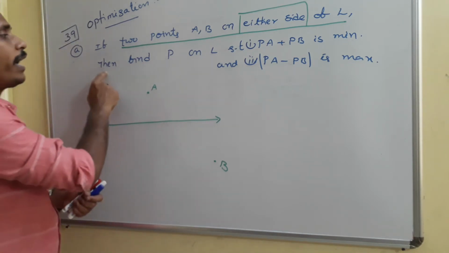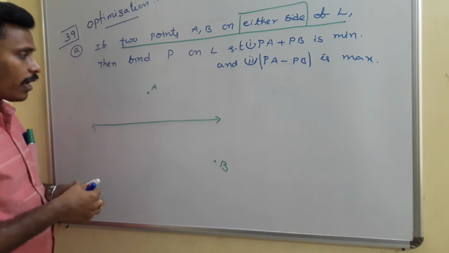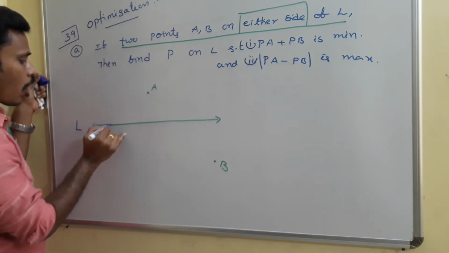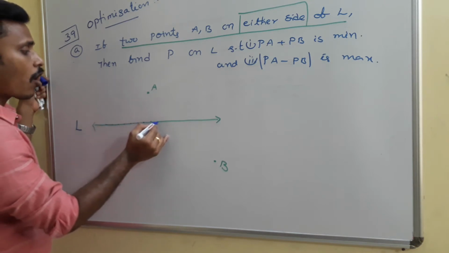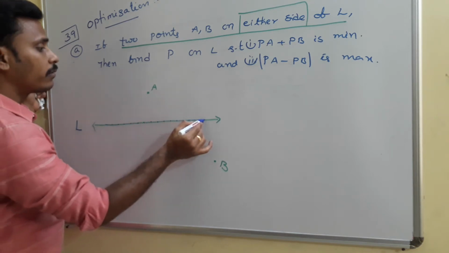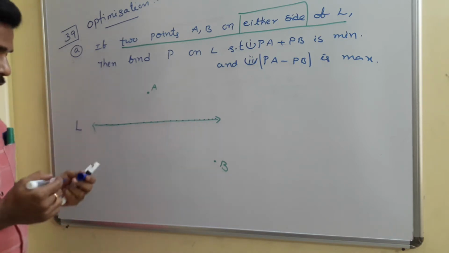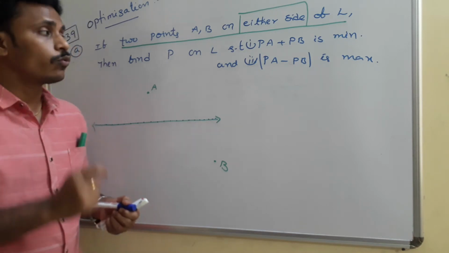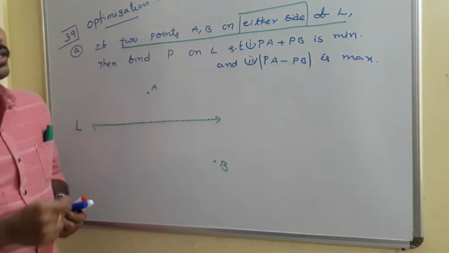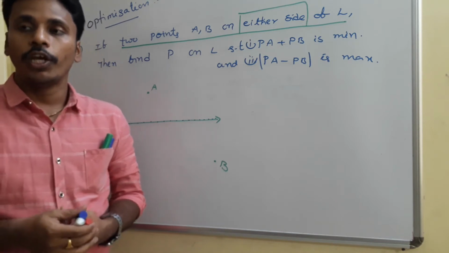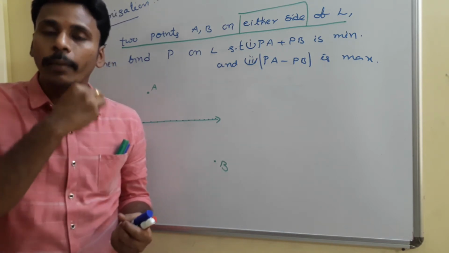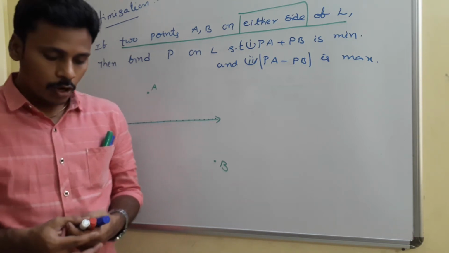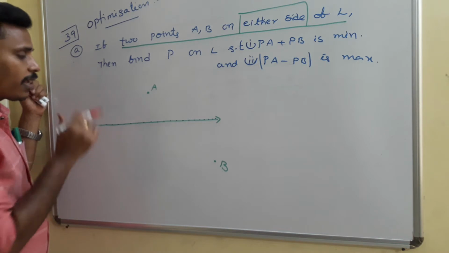And now we need to find P on this line. Think about the line. On this line, how many points are there? There are infinite points on the line. Among those infinite points, you need to find out one point which gives you the minimum value of PA and PB. You need to find a point and name it P on this line such that PA plus PB is minimum.